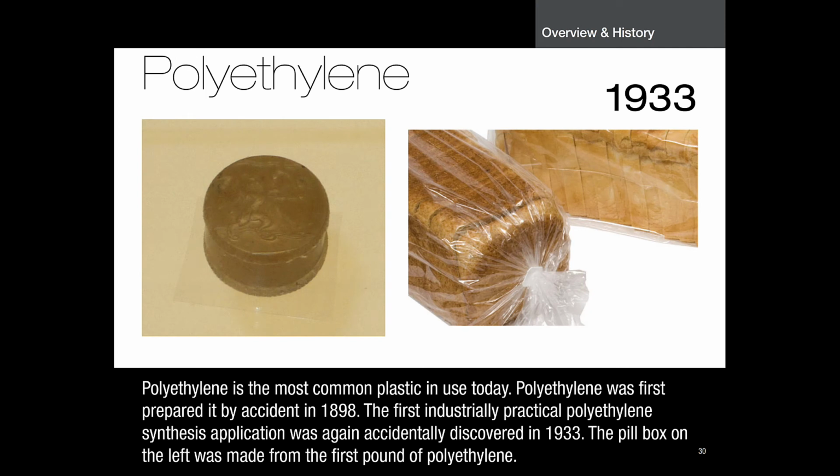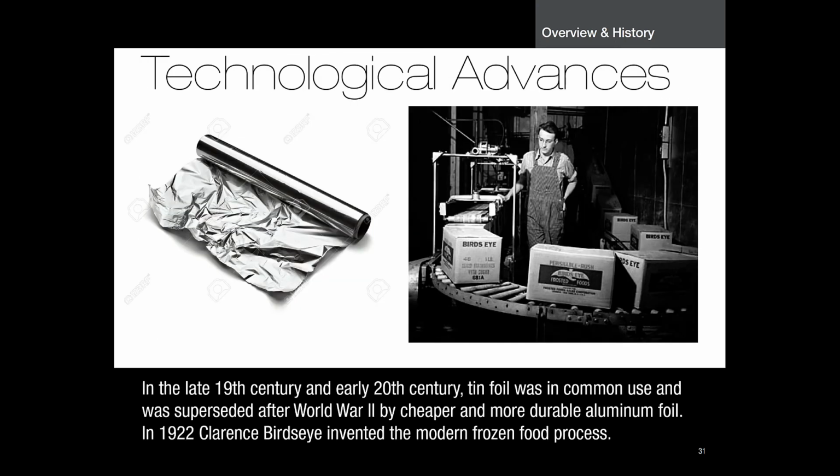1933, polyethylene. This is what you would probably most recognize if you see any of the clear plastic wrap that's used for breads and assorted food products. The original lump of polyethylene, you can see there on the left, the first pound was used to make this pillbox. So it was very thick and rigid, but over time it's been refined, so it's used in a lot of different plastic wrap. Technology advancing kept going into the 20th century.